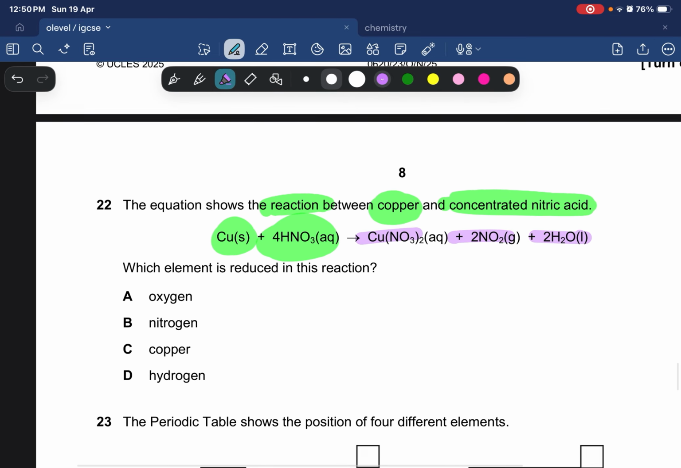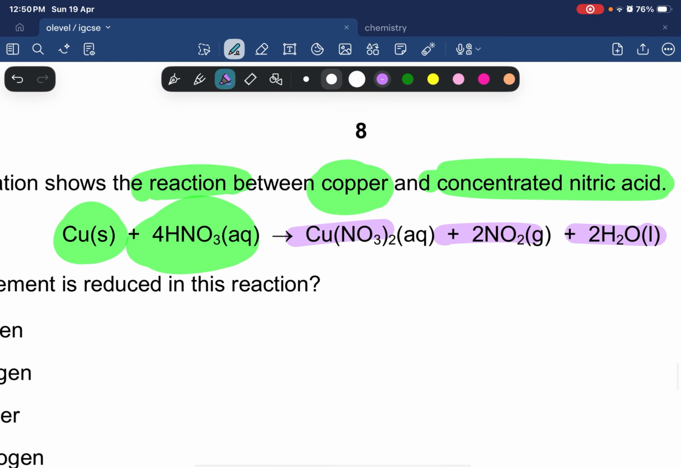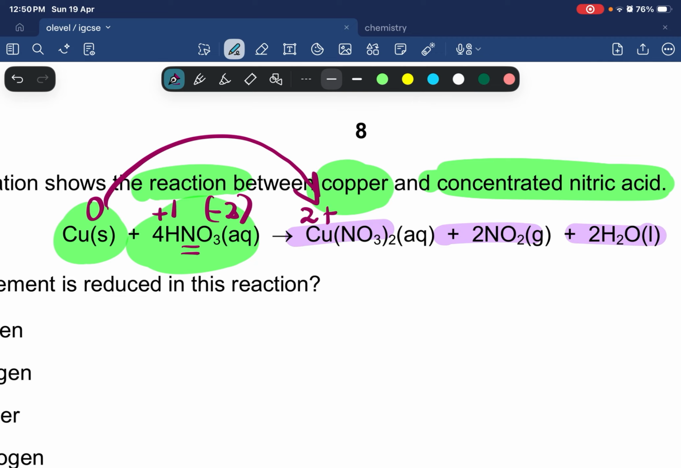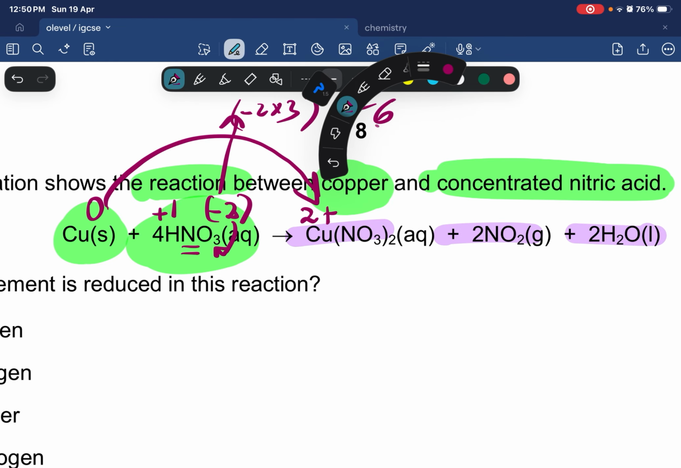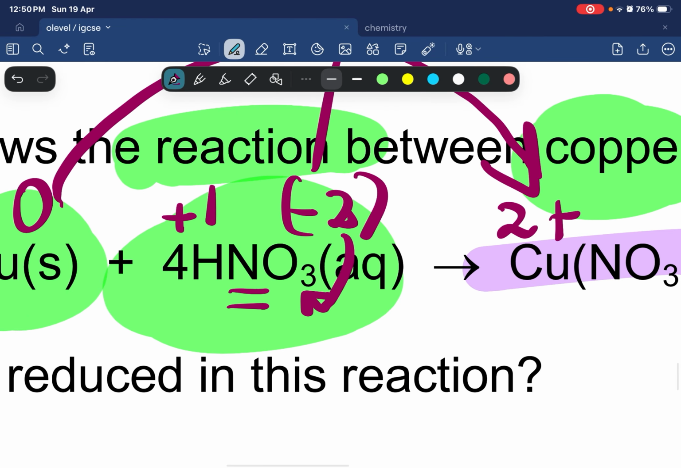Okay. So we write the oxidation states. Copper is a 0 here. Here it's a 2 positive. So copper is oxidized. If copper is oxidized, something has to be reduced. Check for nitrogen here. Hydrogen is a positive 1, oxygen is a negative 2, negative 2, 3 oxygen. So negative 2 times 3, this gives me a negative 6. To balance out a negative 6, you need a positive 6. Positive 1 is being given by hydrogen, so nitrogen is going to be a positive 5.